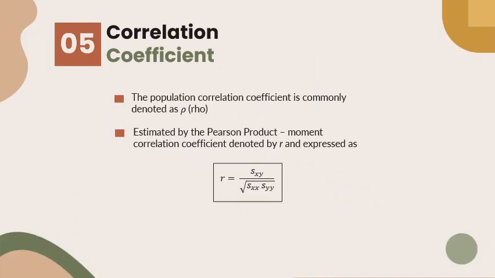So the population correlation coefficient is commonly denoted as rho, like a P symbol, but this is called rho, and it is estimated by the Pearson product moment correlation coefficient denoted by R and expressed as R equal to SXY over the square root of SXX times SYY. What are SXX and SYY? We have discussed how to determine the values of SXY, SXX and SYY in the previous discussion, which is regression.